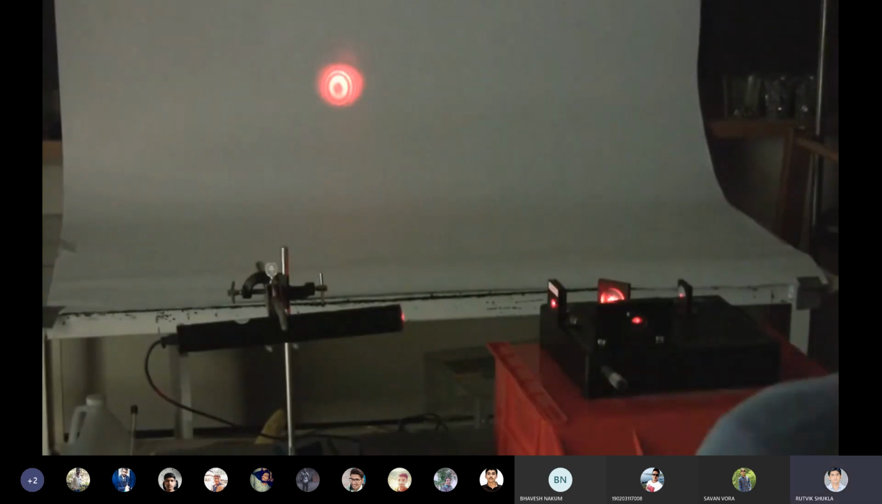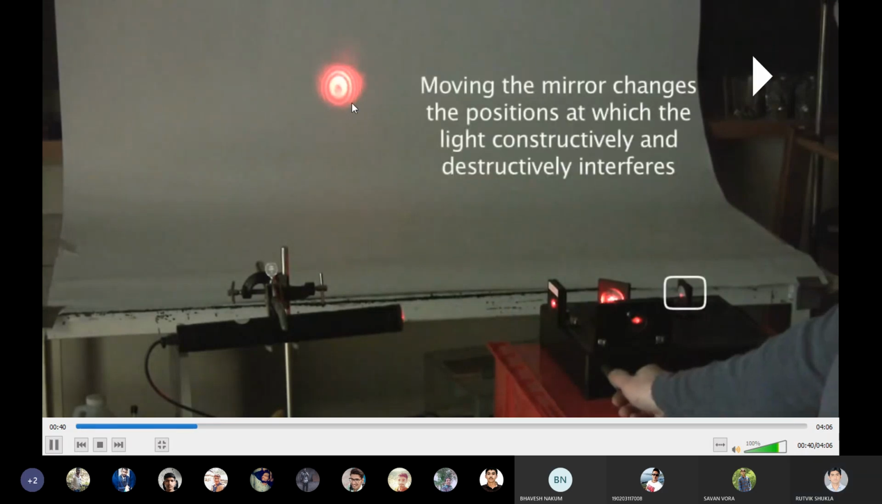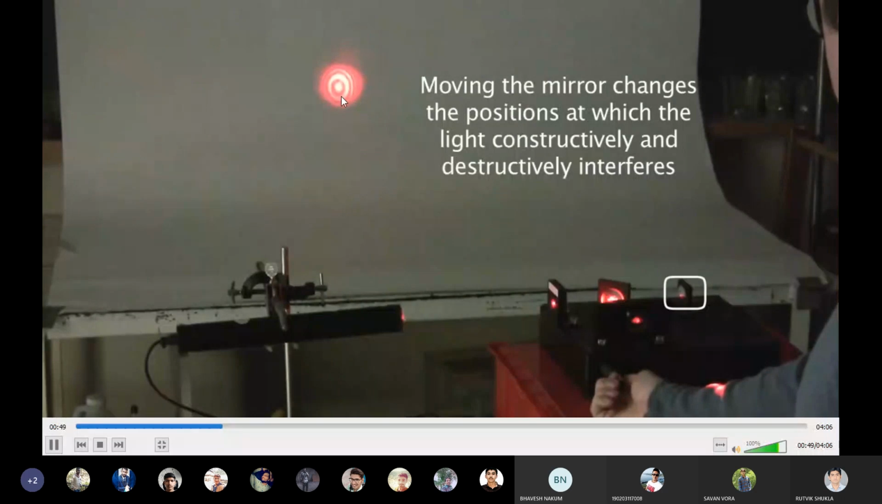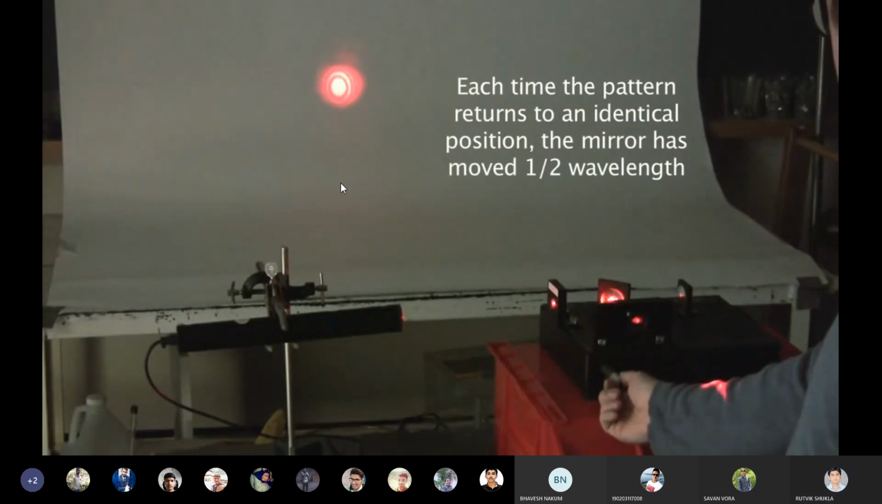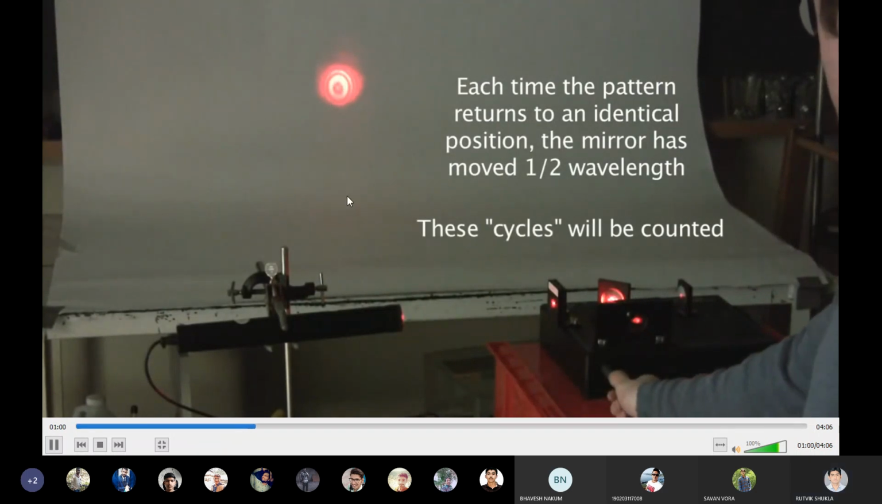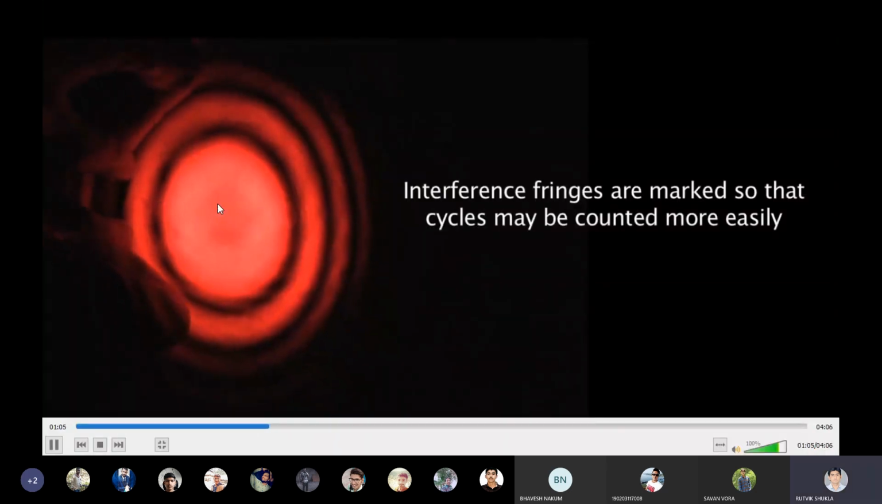Here you can see this is called fringes. Here the observer is changing this micrometer screw. Now see this. Is it visible to all? This particular thing is called fringes. We see alternate light, dark, light, dark. These are called the cycles. These are called the interference fringes.